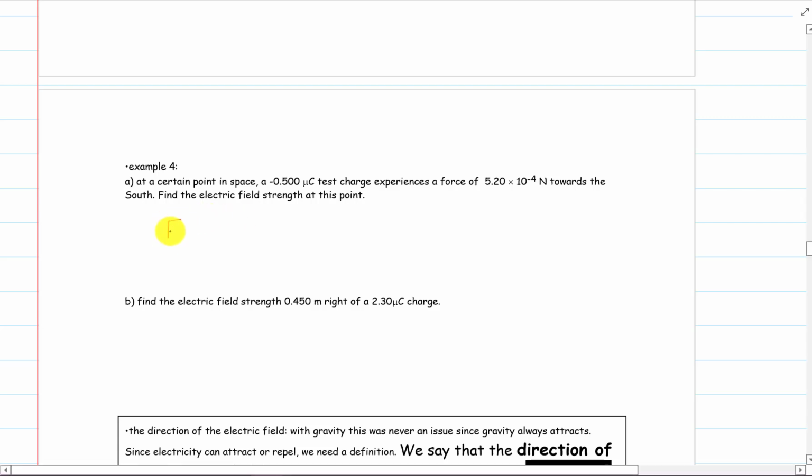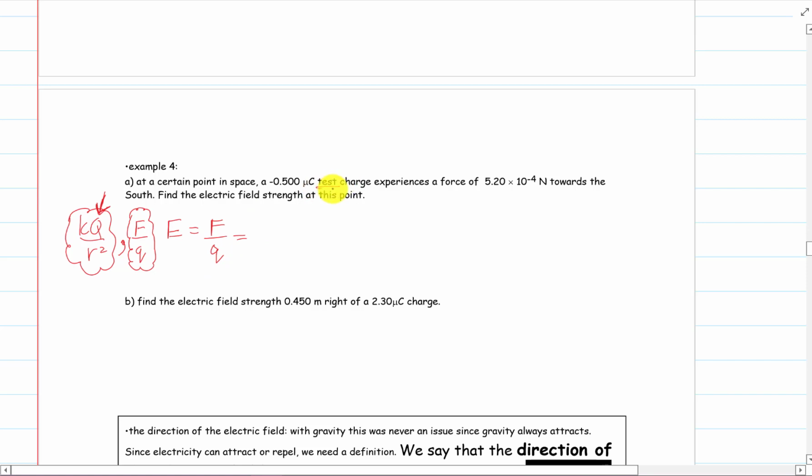So E field can be calculated two ways. KQ over R squared, and that's what's creating the E field. That's large Q is what's creating the E field. Or we could do it by F over small q by placing a charge in that field and finding out what the force is, dividing it by that charge also gets you that E field. And that's what we're going to do here. This is going to equal the force over the charge that we're putting in, the small test charge.